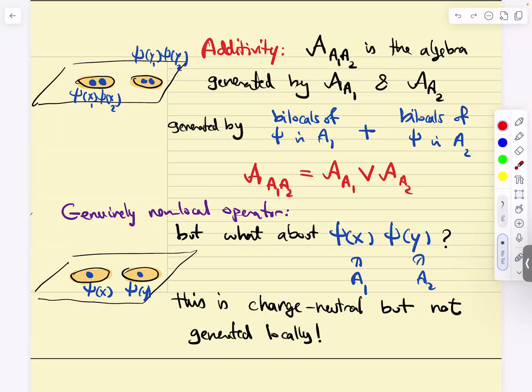But now here's an issue. You could have a psi here and psi here. This is a bilocal that is not generated by, is not in here. So there is a charge neutral operator that's supported in here and here, but you cannot generate it locally. This is a genuinely non-local operator. The way to generate it locally is to introduce this field, which is non-observable. Now you could generate it locally. Again, think about the analogy with gauge theory. You have a non-local operator, Q minus Q, and there is no such thing as an operator that creates charge. But if you do assume such a thing, you could generate this locally, so you're good.